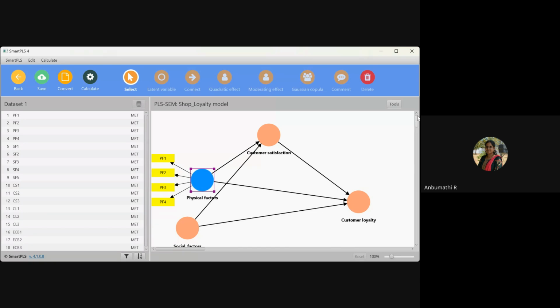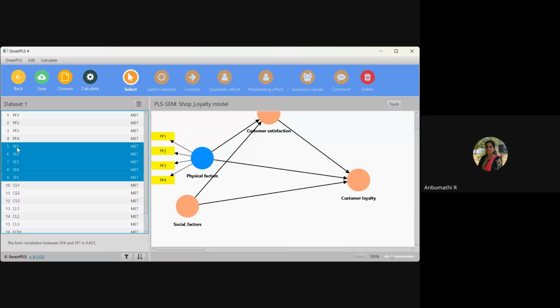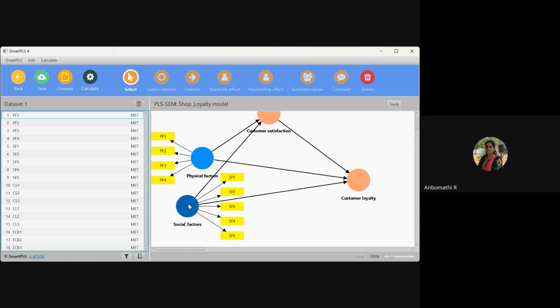Then do the same thing for social factors and customer satisfaction. Select social factors, hold the shift key, select SF1, 2, 3, 4, 5, and drag and drop inside social factors. Can we directly drop it on the left-hand side, madam? No, that is not possible, sir. It will align as per the space available. So we need to right click it again and choose align indicators to the left.